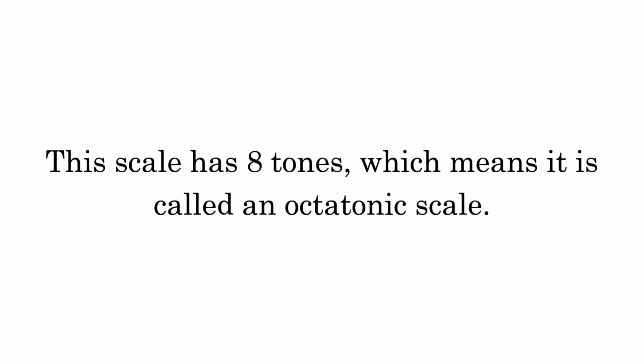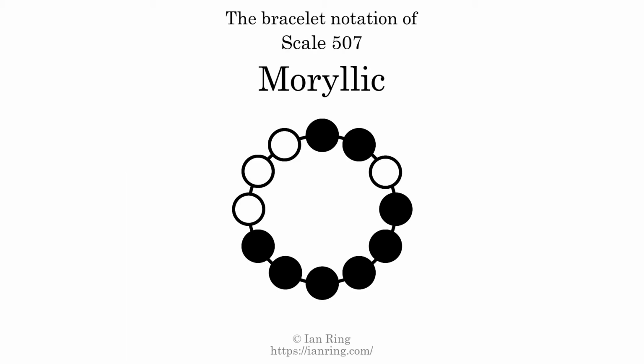This scale has 8 tones, which means it is called an octatonic scale. This is a bracelet notation diagram of scale 507. The shaded circles represent tones that appear in the scale, and they are read clockwise, starting at the top.